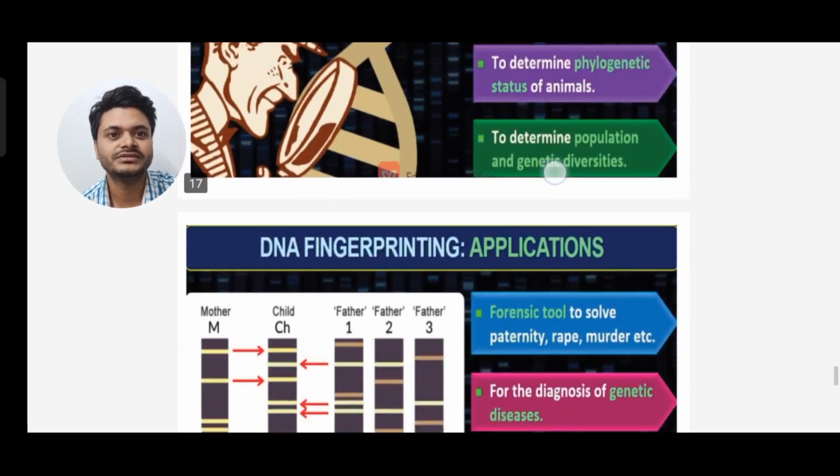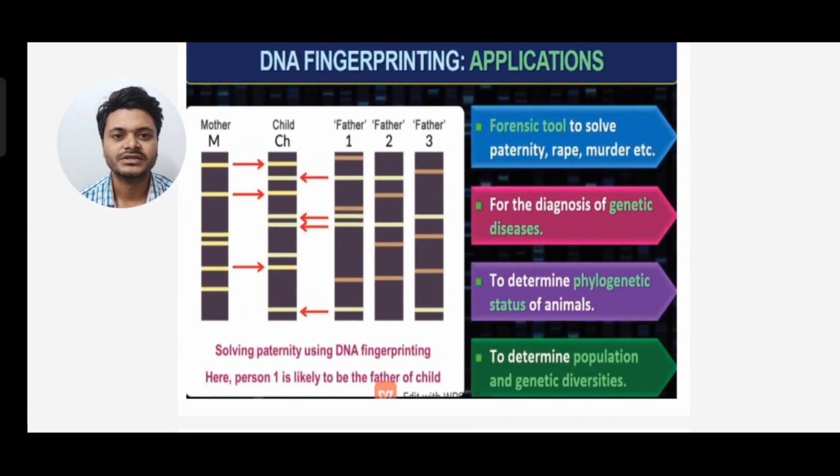Here one example is given: solving paternity using DNA fingerprinting. Person 1 is likely to be the father of the child. You can see the first one is the mother, the second is the child, and the third is the father. Which one will be the father? You can see fathers 1, 2, 3. The first one is matching. Father 1's DNA fragments match with the child. So we can tell that person 1 is likely to be the father of the child.